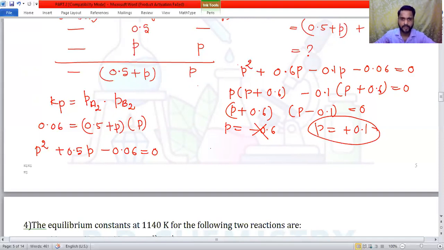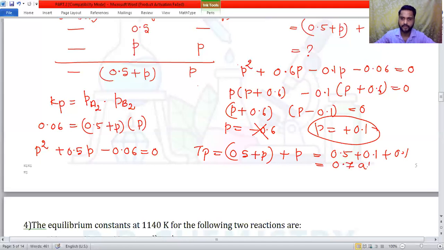So we'll calculate now the total pressure. Total pressure is equal to 0.5 plus P plus P. Substituting all these, 0.5 plus 0.1 plus 0.1, it finally gives total pressure equal to 0.7 atmosphere. Therefore, the answer is option number 3. Correct.